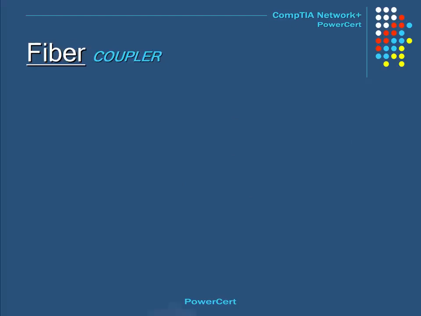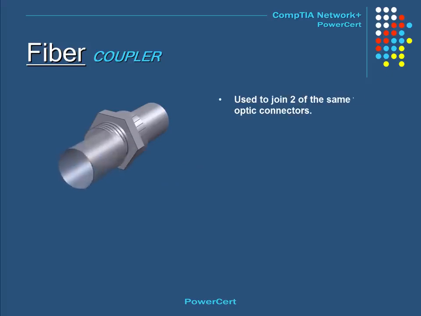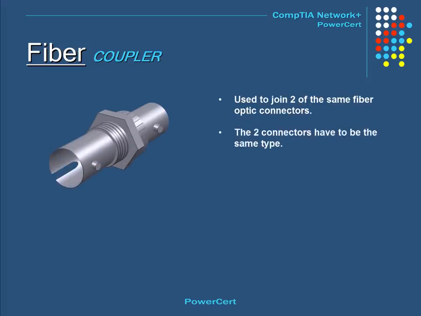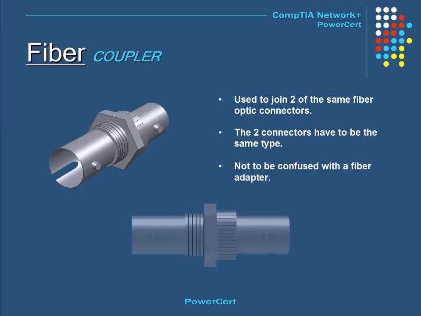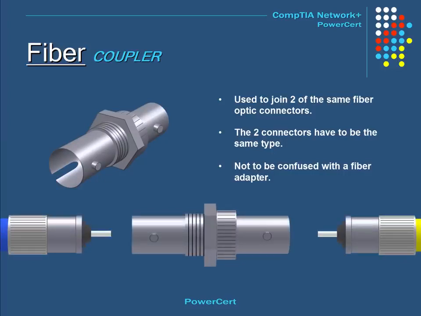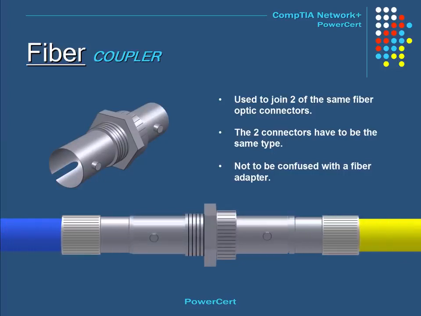If you wanted to join two fiber optic connectors, you would use a fiber coupler. Fiber couplers are used to couple or join two of the same fiber optic connectors. The two connectors have to be the same. Now these are not to be confused with fiber adapters, because fiber adapters are for joining two different connectors together, such as an ST to an SC, or an LC to an SC, and so on. So here we have an example of a fiber coupler joining two ST connectors together.